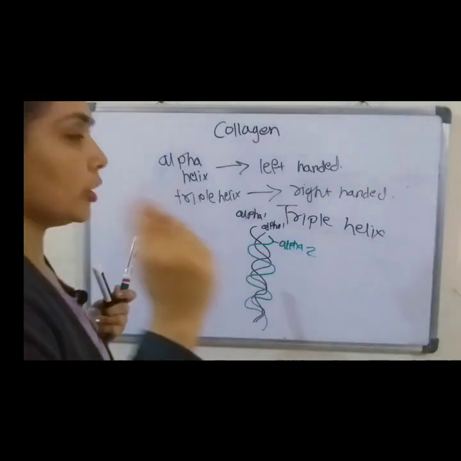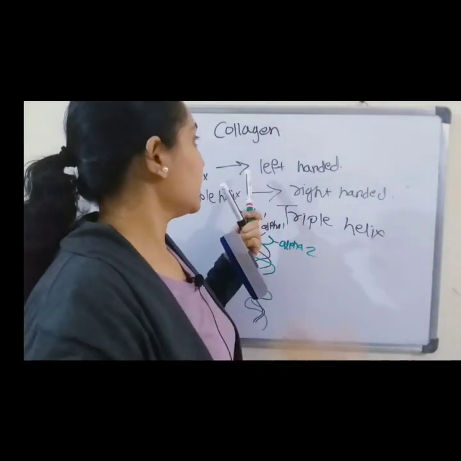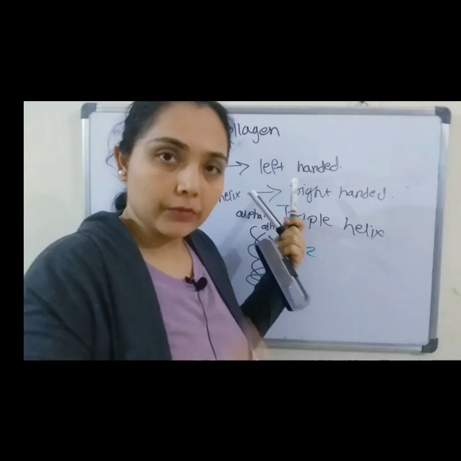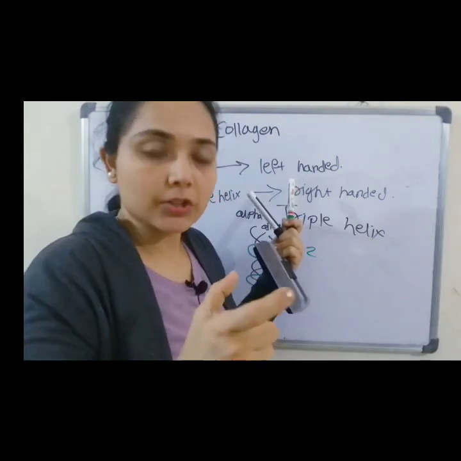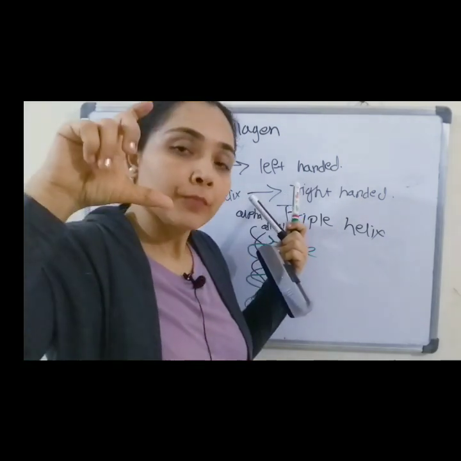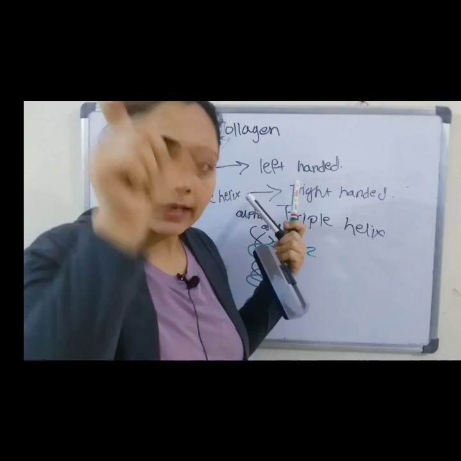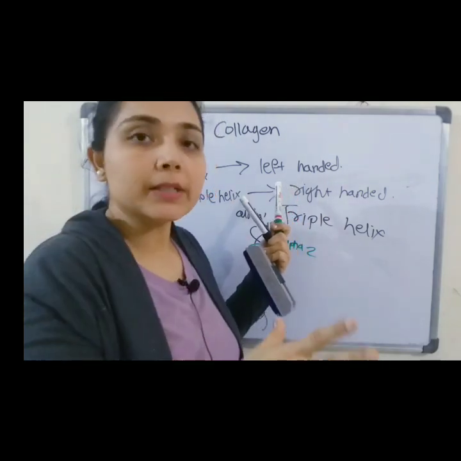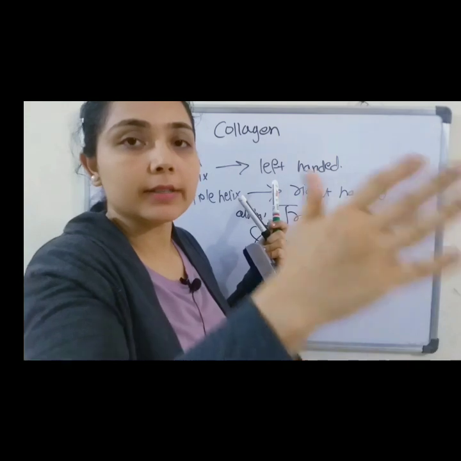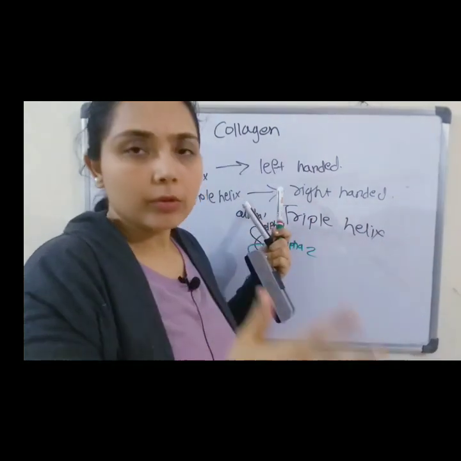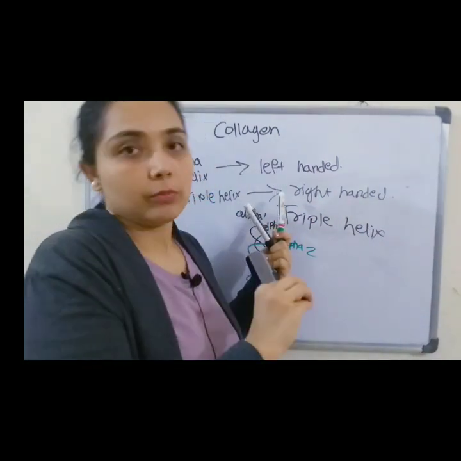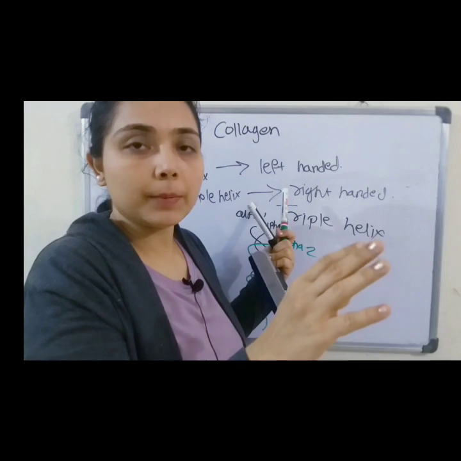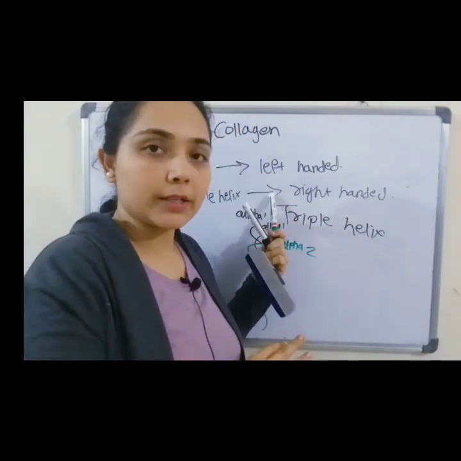What we have discussed, we will quickly revise. Collagen is a structural protein, it is fibrous in nature, and it has a rod-like structure. Fibrous rod-like structure, mainly present in the connective tissue, bone, tendon, skin, ligaments, and all the connective tissue. 25 to 33% of the total body protein is collagen.